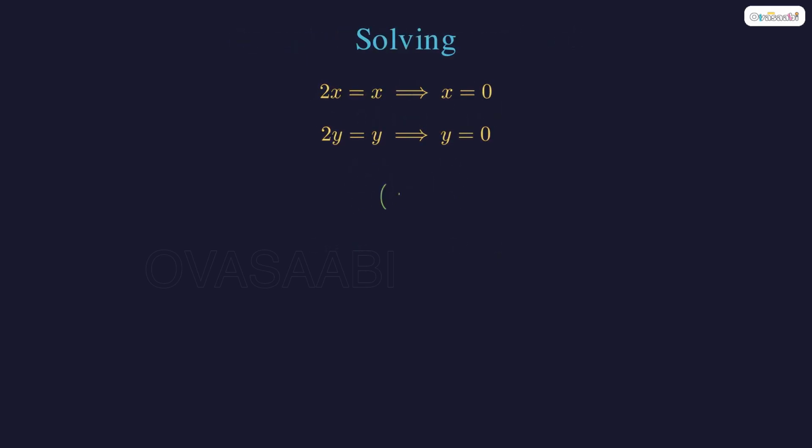From 2x equals x, we get x equals 0. From 2y equals y, we get y equals 0. Only the origin, (0, 0), is invariant under this enlargement.